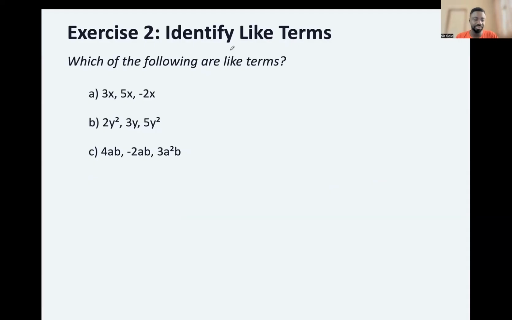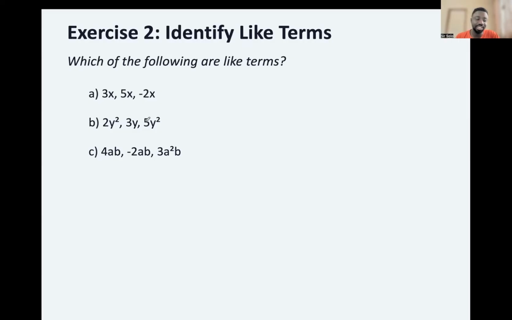The second exercise is to identify like terms. Which of the following are like terms? Good. So A, we have 3x, 5x, minus 2x. You have to select the like terms. So what are the like terms here? We have 3x, 5x, minus 2x.